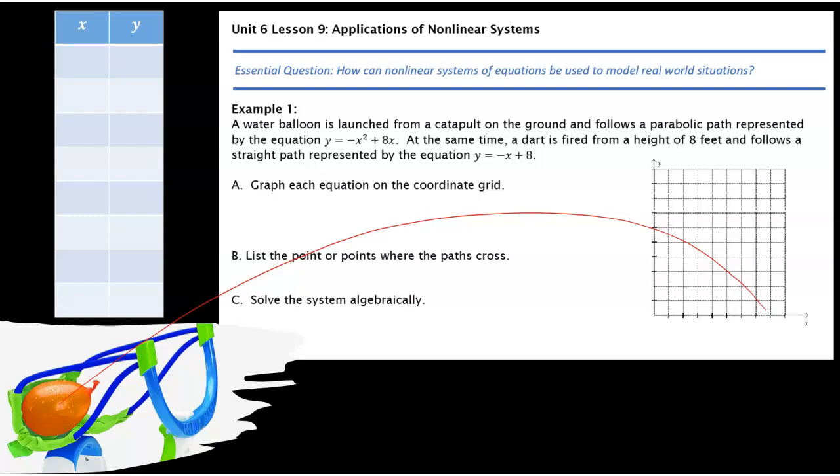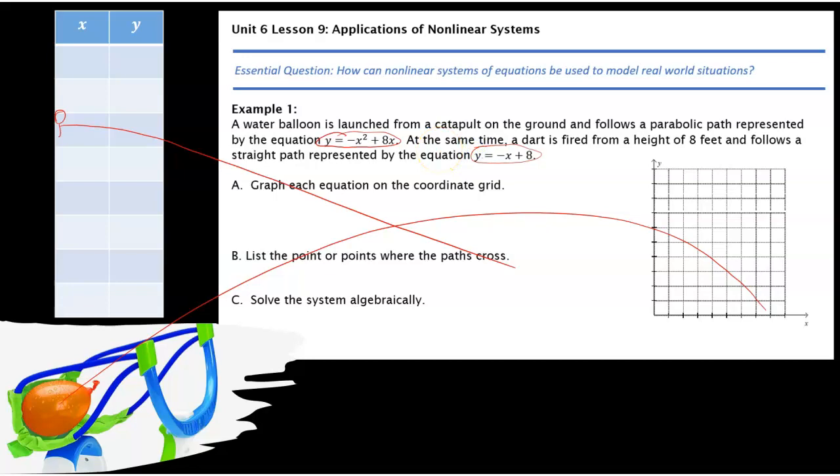It's being launched from a catapult on the ground, and it follows this parabolic path, represented by the equation y equals negative x squared plus 8x. At the same time, we have a dart that is being fired from the height of 8 feet and follows a straight path. Goes somewhere like here. We have a dart. And it's represented by the equation y equals negative x plus 8.